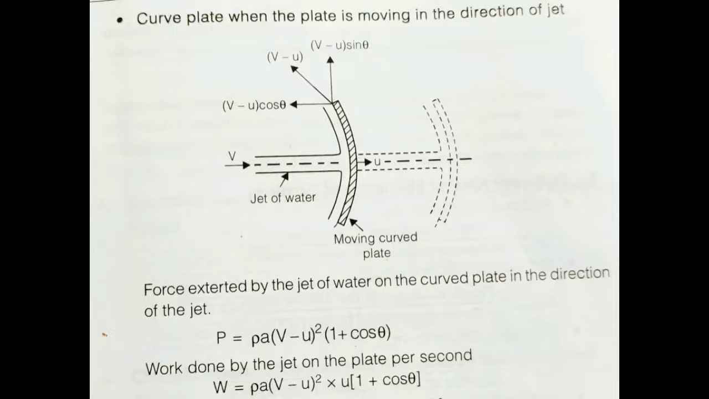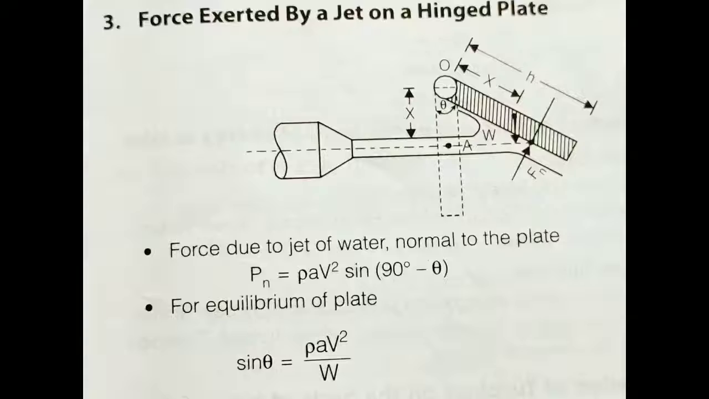Curved plate when the plate is moving. You see, this is not stationary, the plate is moving, and at the same time the plate is curved. In that, you see the figure. Force equation is P equal to rho a (v minus u) the whole square into (1 plus cos theta). Work done by the jet on the plate per second, in this case, W equal to rho a into (v minus u) the whole square into u into (1 plus cos theta).